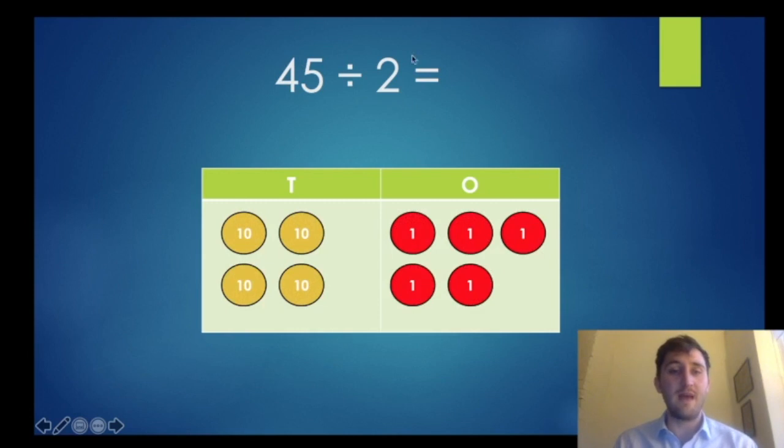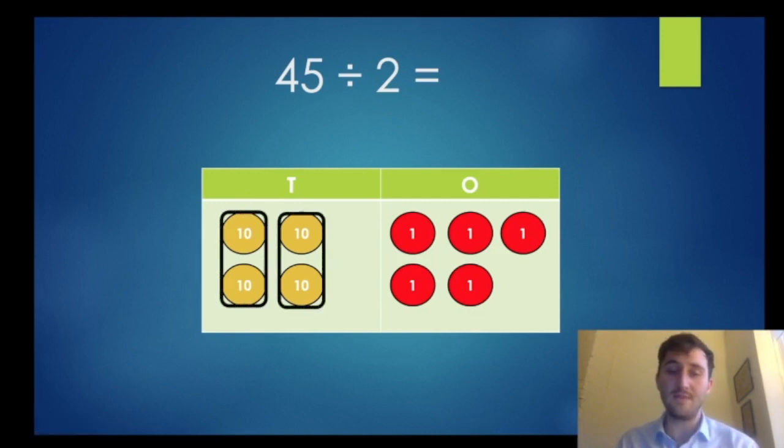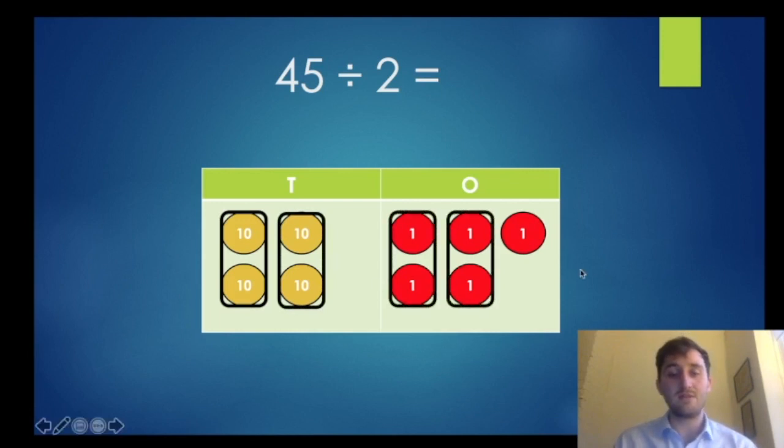Now, nice and simply, I'm going to group this number up into 2s, because I'm dividing it by 2. I've got one group here, another group, I've got 2 groups of 10, and I've got 2 groups of ones. But then I have got 1 left over. Now, if we were looking really technical, we could actually move this number into 10 tenths, but we're not going to do that today. We're just going to leave this as a remainder.